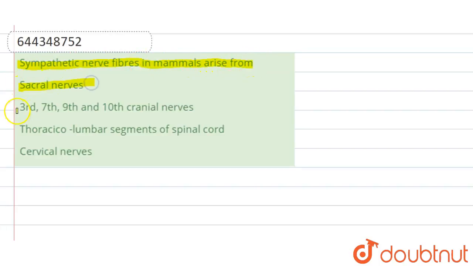Hi students, here the question is: sympathetic nerve fibers in mammals arise from which one? Sacral nerves, third, seventh, ninth, tenth cranial nerves, or thoracico-lumbar segments of the spinal cord, or the cervical nerves.